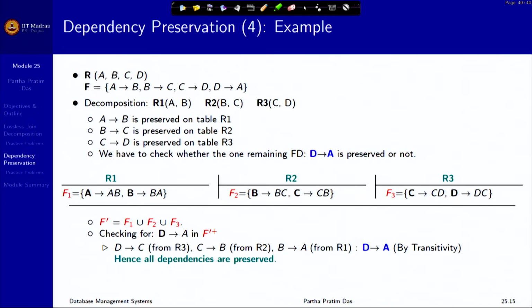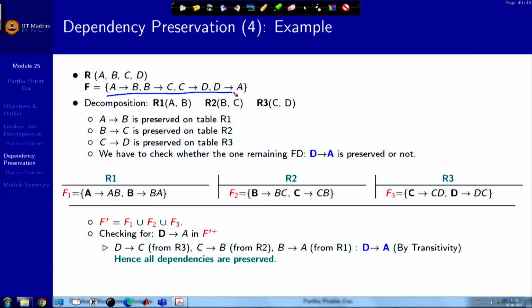One more quick example is there are 4 dependencies. Now, you have projected on 3, you have decomposed into 3 relationships. Naturally, 3 of these dependencies can be checked directly, obvious to see. This one cannot be checked, because there is no relational schema where A and D are occurring together.